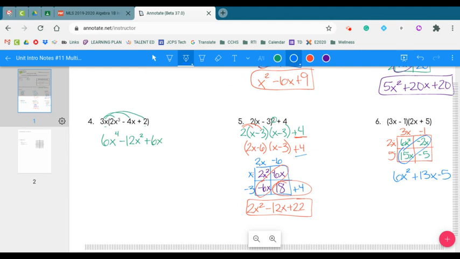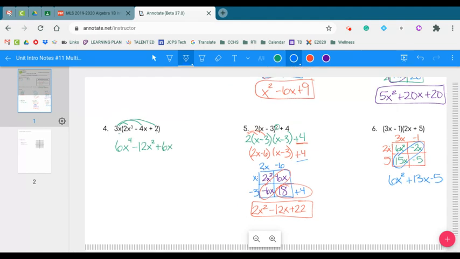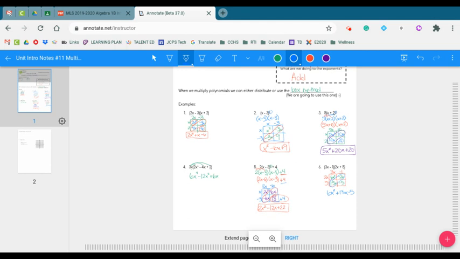If you have any questions over the front page, please let us know, because that is all over multiplying polynomials.